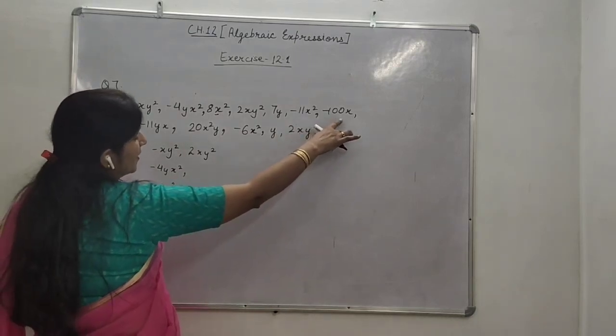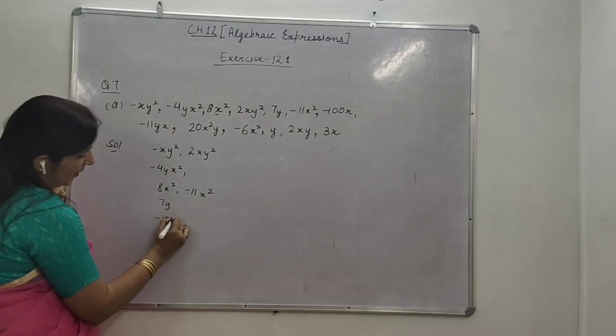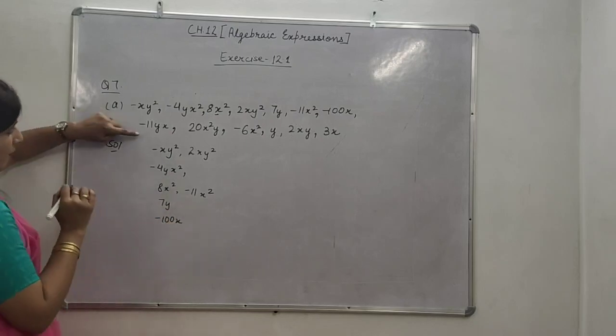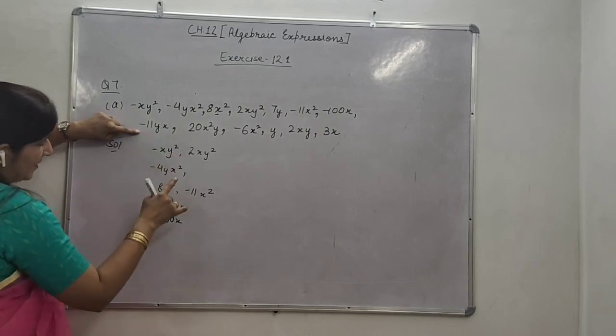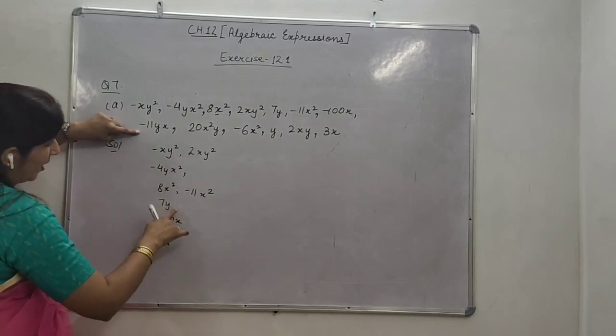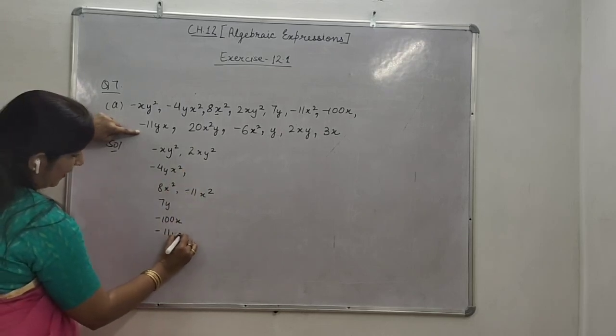Now you can see minus 100x. So here is no term of x till now. So we can write separately minus 100x. Now we are here. Minus 11yx. Have we written any xy or yx? No. So we can write it again separately, minus 11yx.